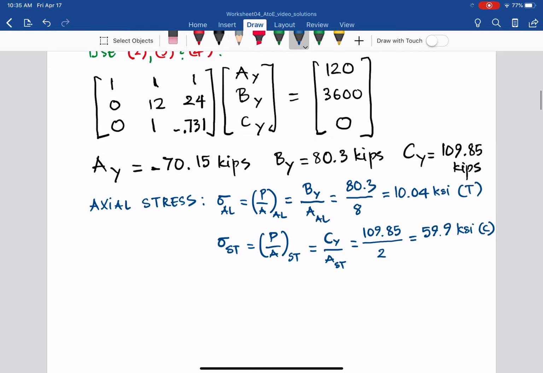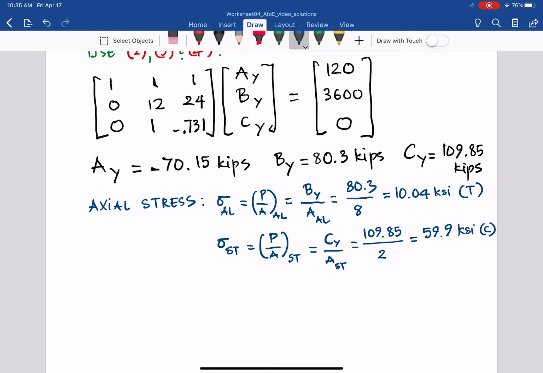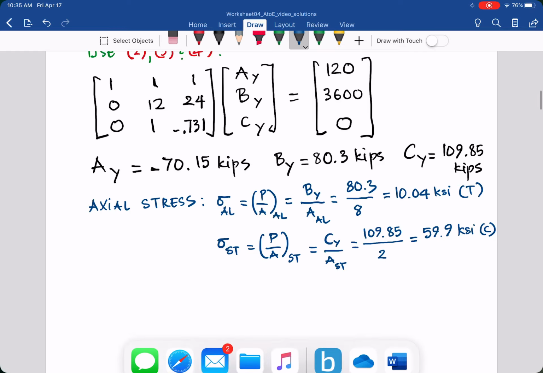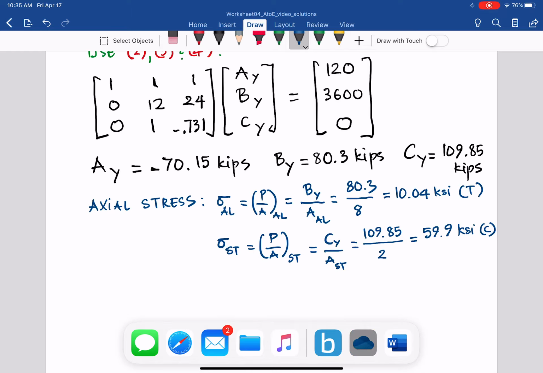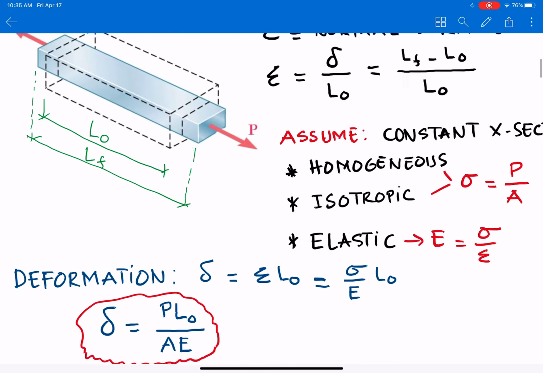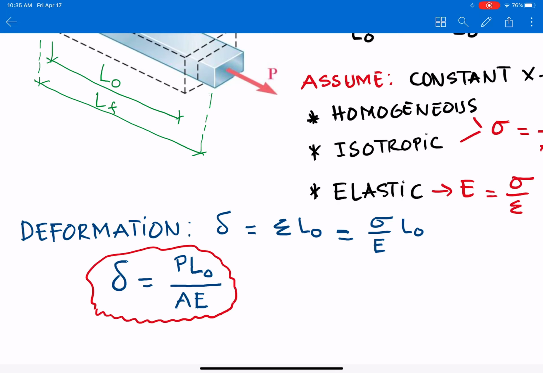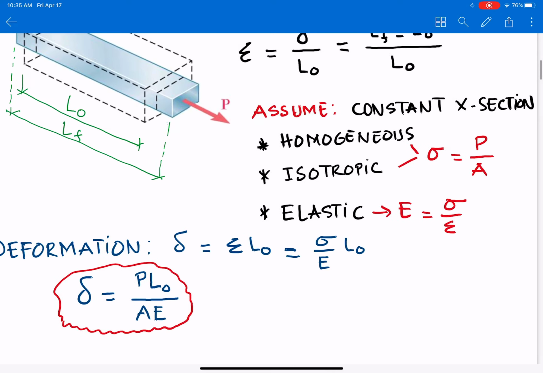Are we done for this problem? Are we okay after we find out the axial stress on aluminum and steel rod is done? The answer is not yet. That's not easy. Go back to our note here. When we have this deformation, delta equal to PL over AE, several assumptions need to be made.